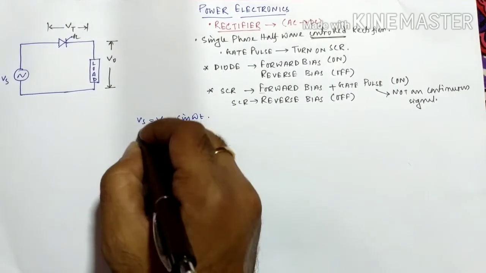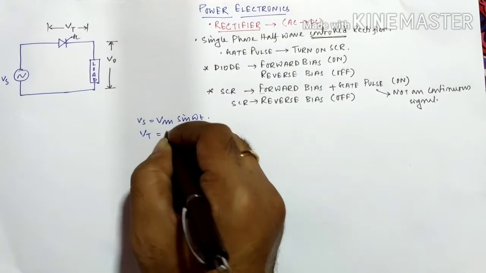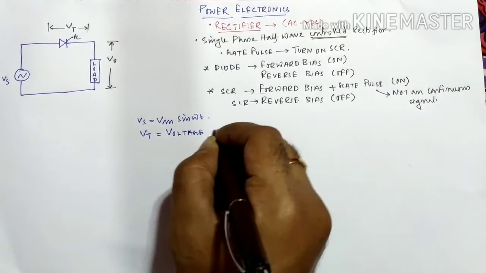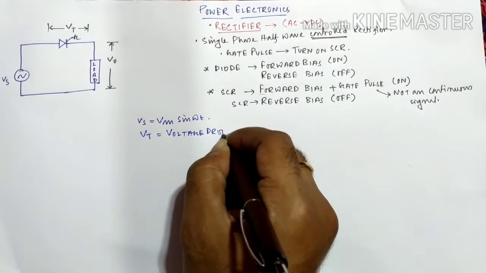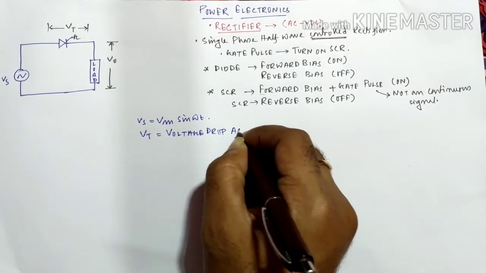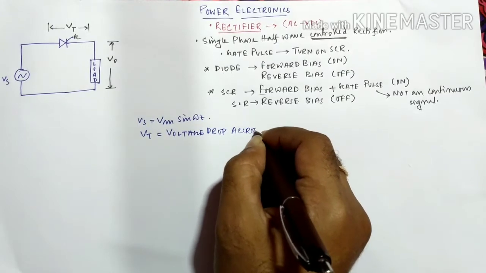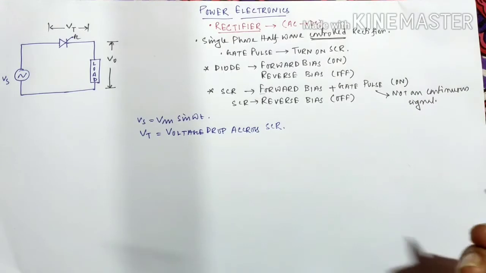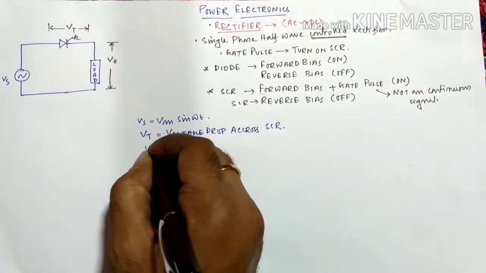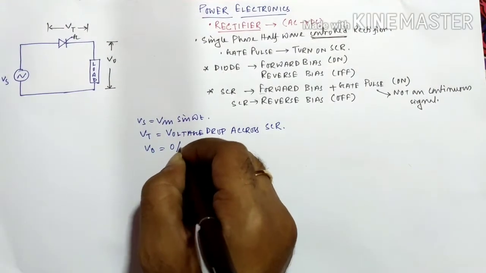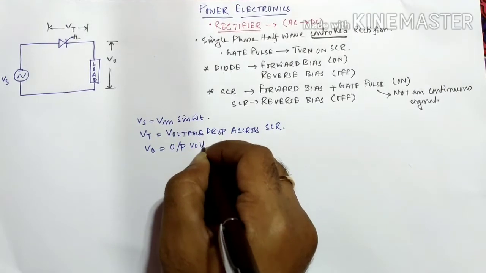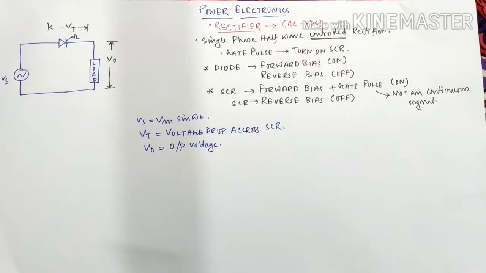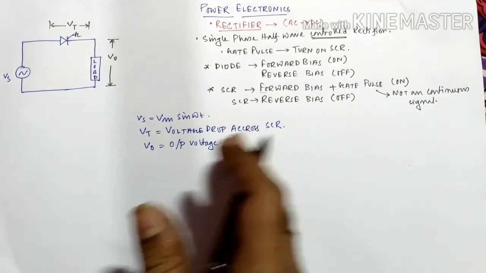What is Vt? Vt is the voltage drop across SCR or thyristor. What is V0? This is the output voltage.